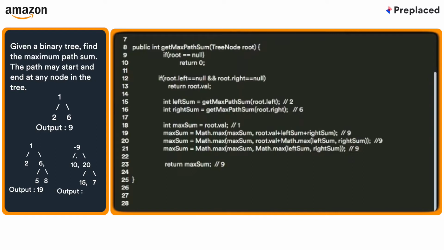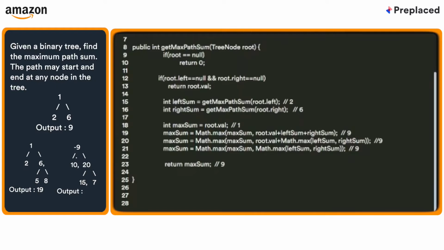Okay. So you want me to check any other case? Yes, can you try the second one? Let's see if it's working or not. Minus 9 one? This one? No, the second one. Go to the second tree. Okay. Yeah. So 1, 6, 2, 5, 8, that is 19. Okay.